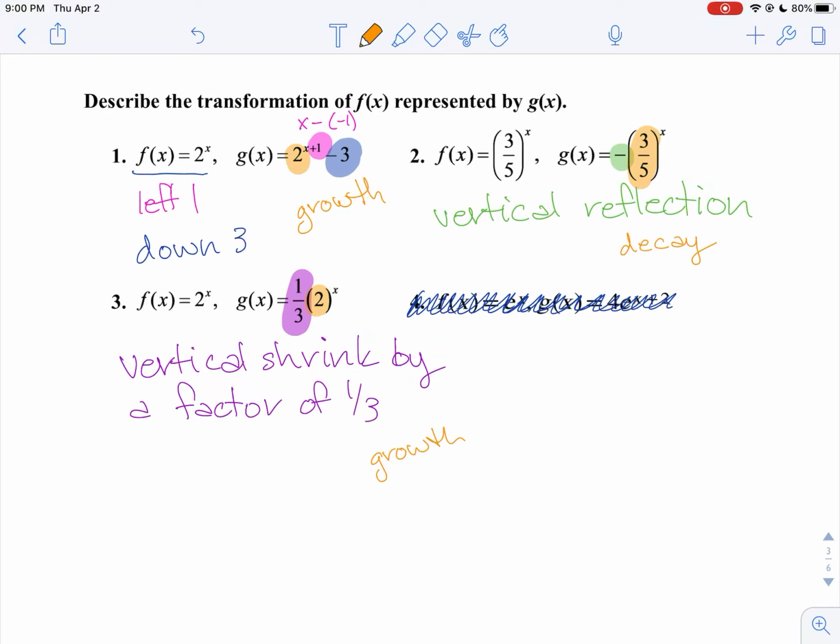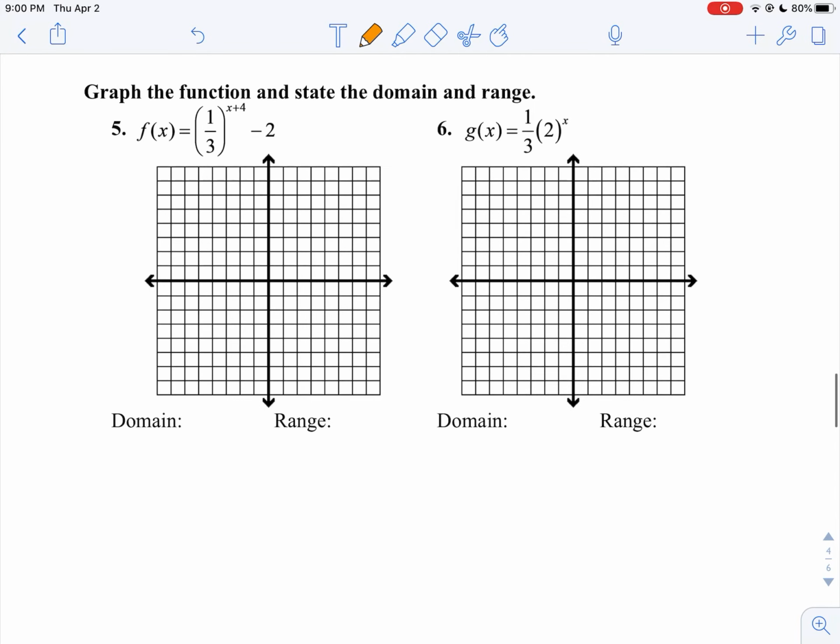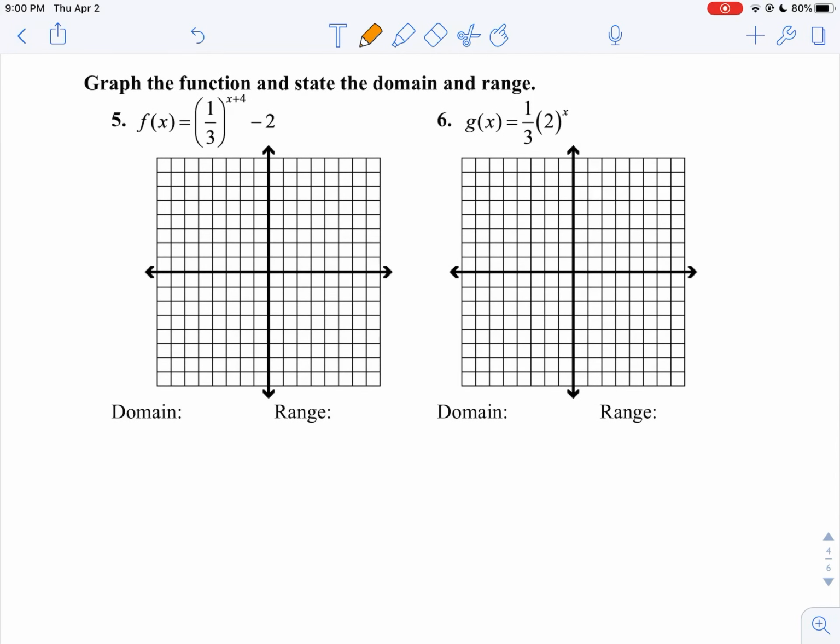All right, so now let's look at what the graphs of these will actually look like. So for this should be number 4. Somehow I grabbed the wrong slides when I was pulling this one up. So let's see. If this is number 4, then for number 4, we've got the function f of x equals 1/3 to the x plus 4 power minus 2.